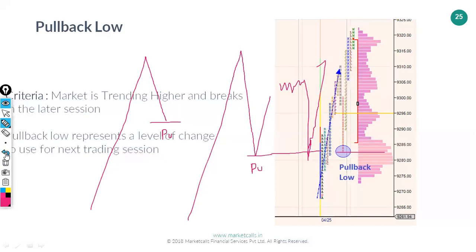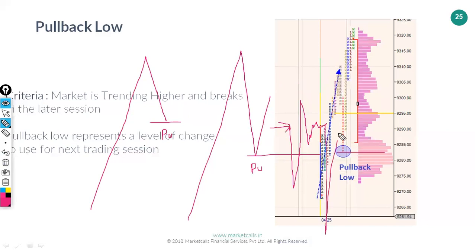At times, price opens around the pullback low, inside the range. It breaks, comes back again, and does some activity. More activity will be formed, the point of control will be formed. It breaks, comes back again. These are very tricky situations where you need to deal with pullback lows.